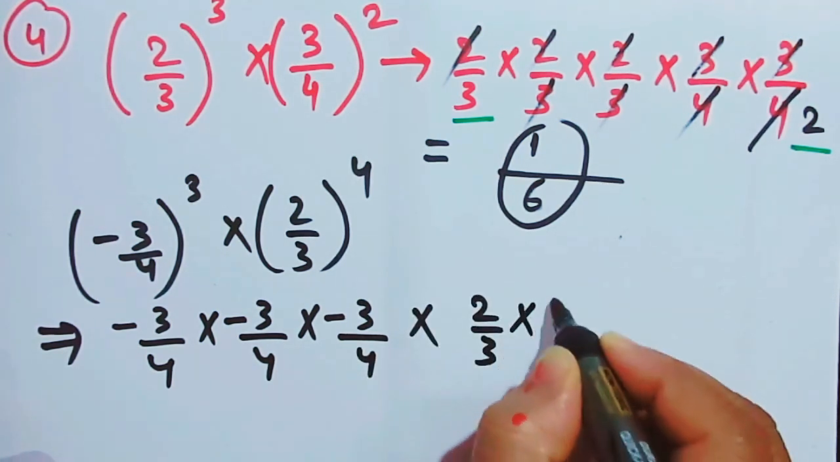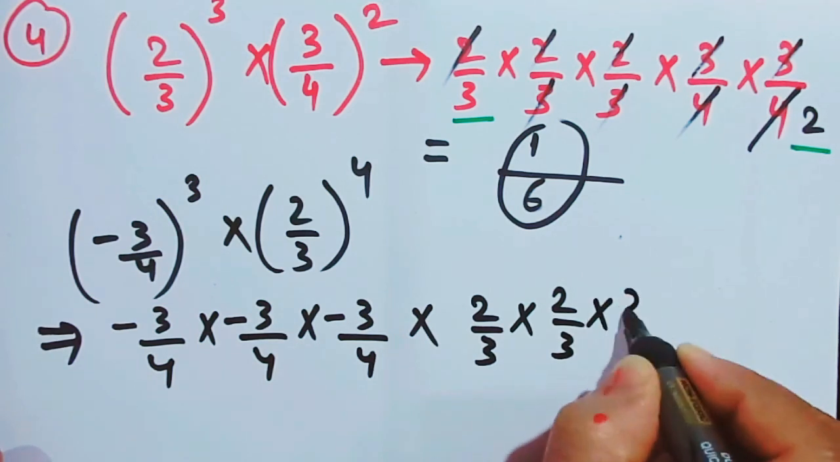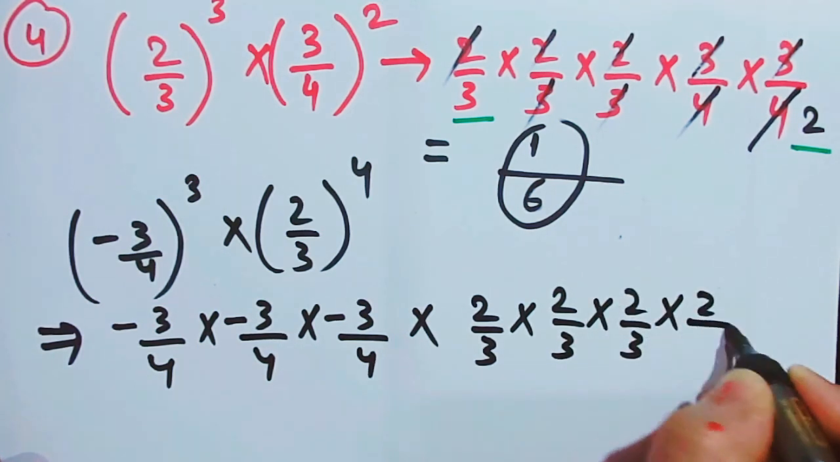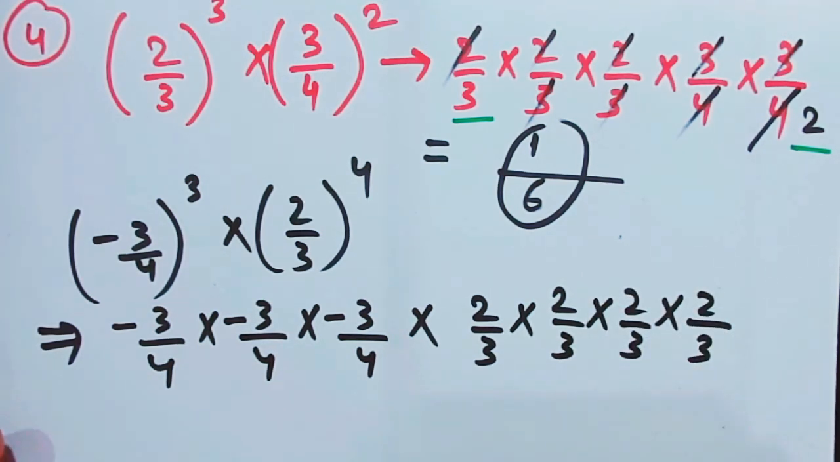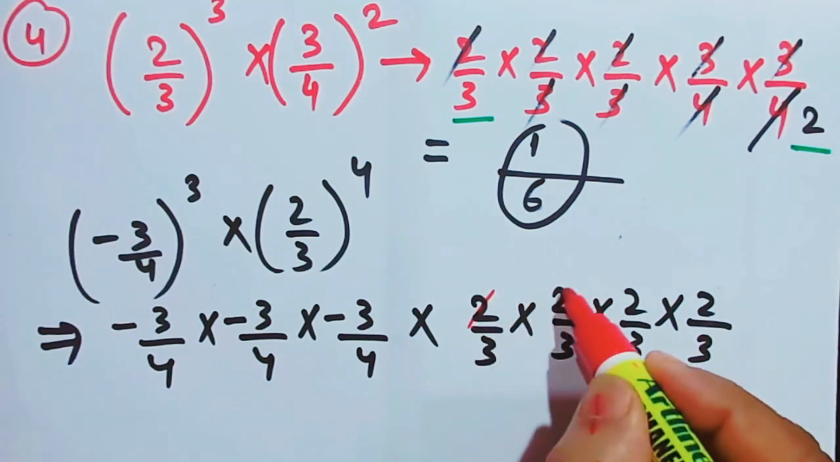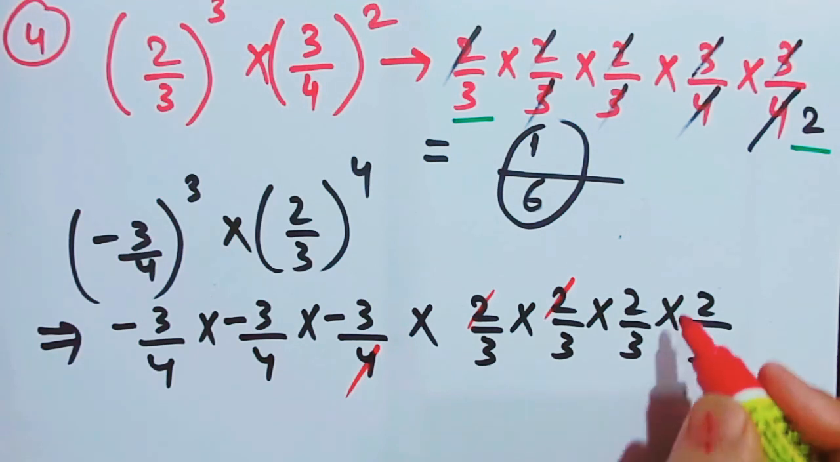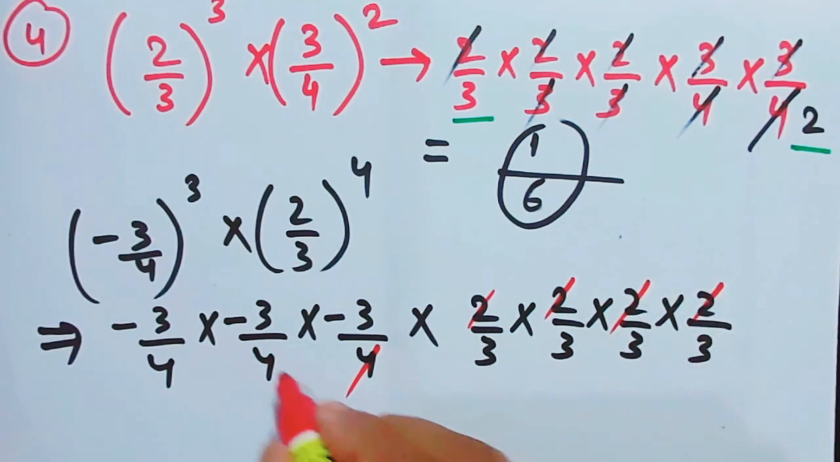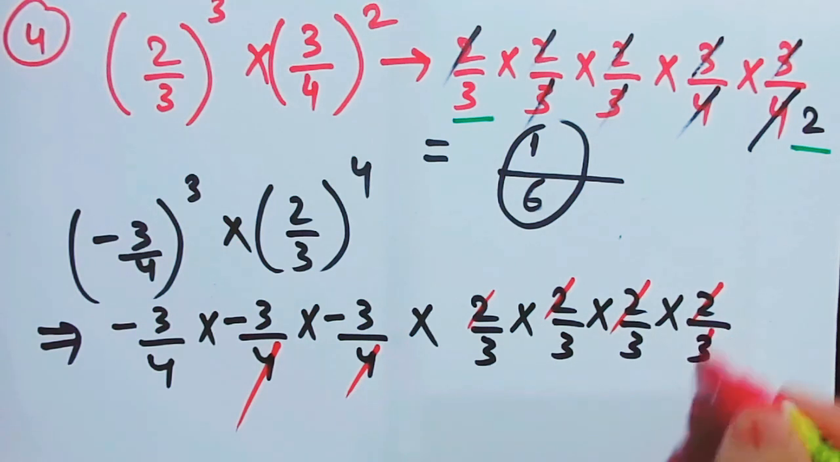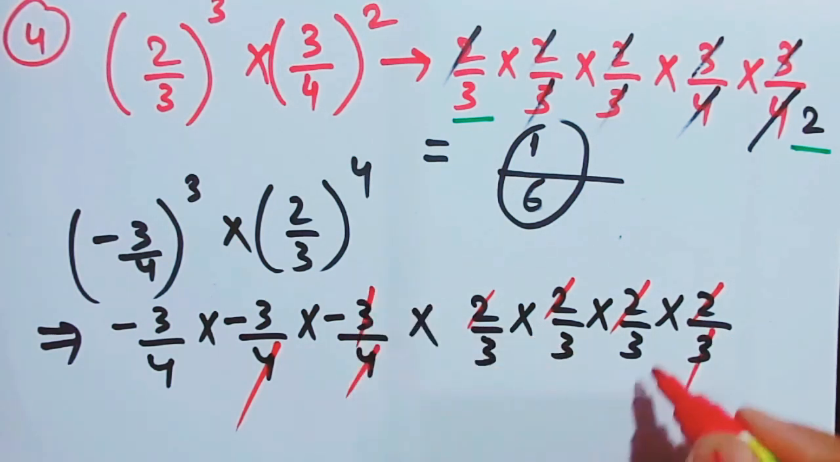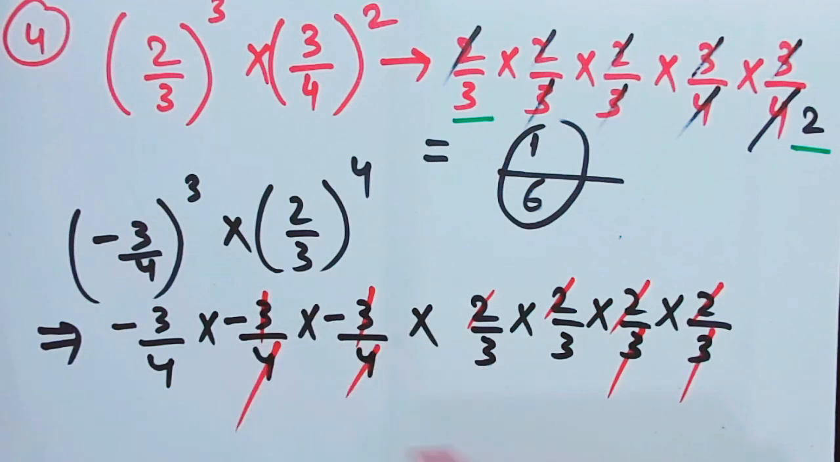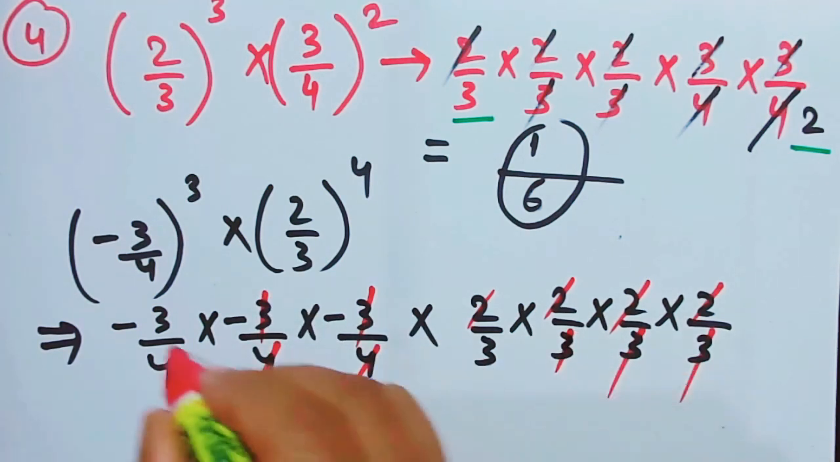2 by 3 into 2 by 3 into 2 by 3, and once again, let's check whether they get cancelled or not. So 2 2s are 4, 1 4 will go. Again 2 times 2 is 4, 1 4 will go, isn't it? Now have a look. This 3 will go, this 3 will go, this 3 will go.